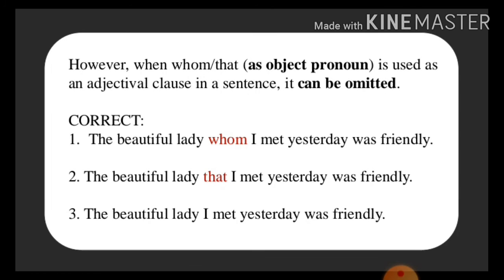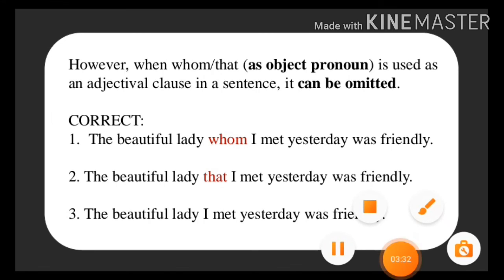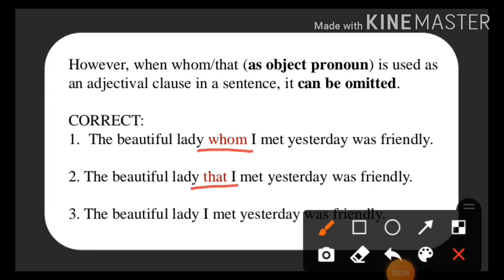Okay. The next. However, when whom or that as object pronoun is used as an adjectival clause in a sentence, it can be omitted. Jadi di sini kebalikan dari yang sebelumnya. Whom atau that yang fungsinya sebagai object pronoun itu digunakan sebagai adjectival clause dan itu boleh dihilangkan atau dihapuskan. Contohnya, for the example, the beautiful lady whom I met yesterday was friendly, and the beautiful lady that I met yesterday was friendly. Di sini whom sama that-nya itu bisa kita hilangkan.